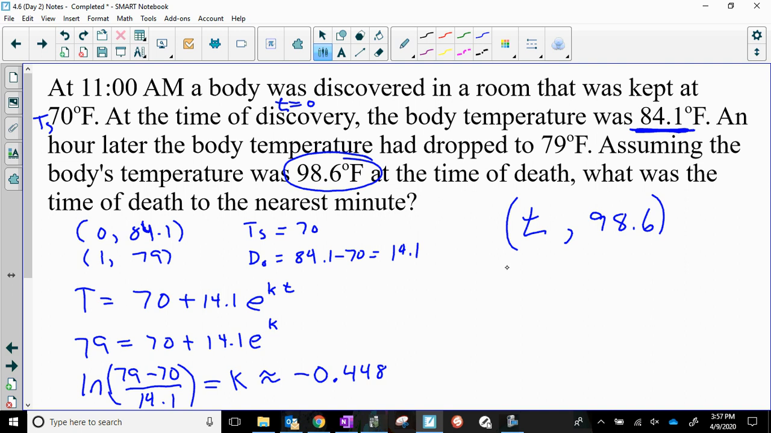All right, let me rewrite my formula. So now we have T equals 70 plus 14.1 e to the negative 0.448 t. Now I'm going to look for that little t when the big T is 98.6 degrees.